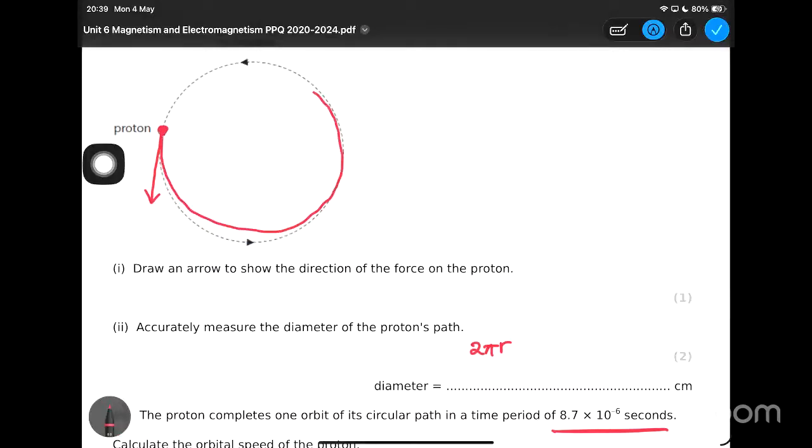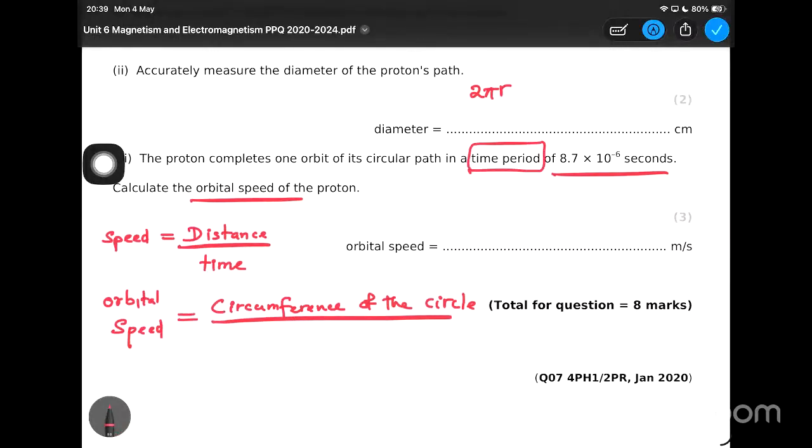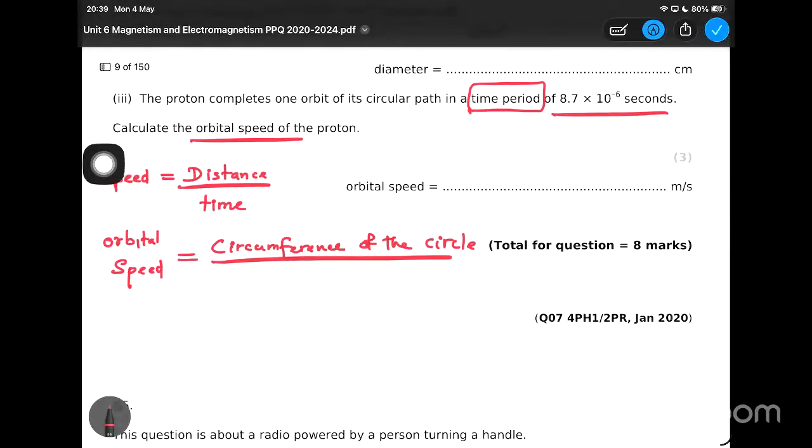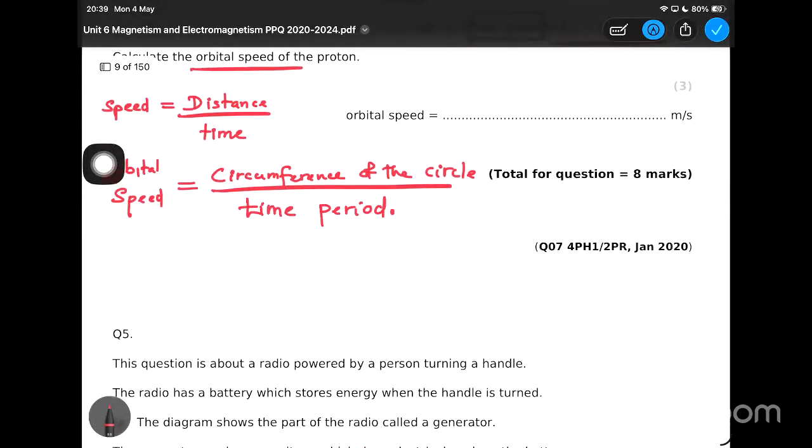If we start at this position, the time taken to complete this path and return to the initial point is known as the time period, right? In waves also, we discuss this term. Time period means the time taken to complete a full cycle. So finally, we can write the equation V equals, here the circumference of the circle is 2 pi r, over the time period.